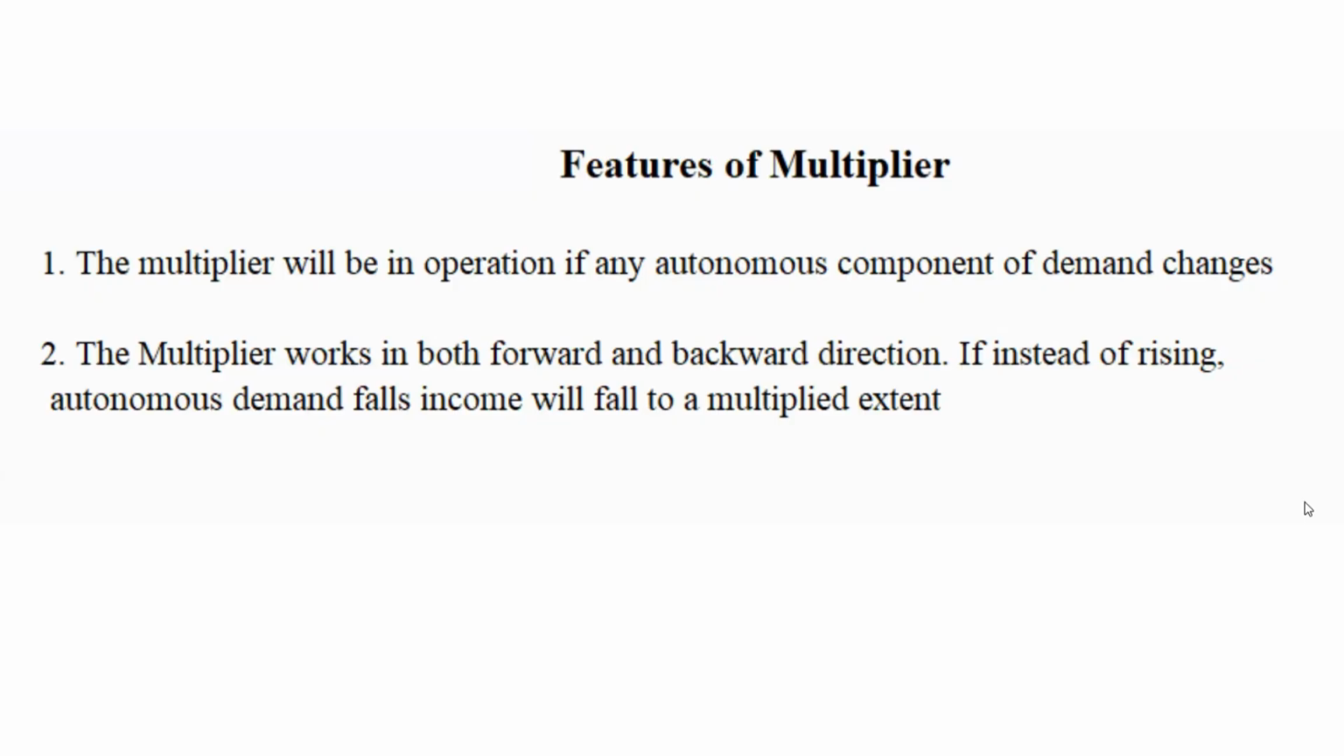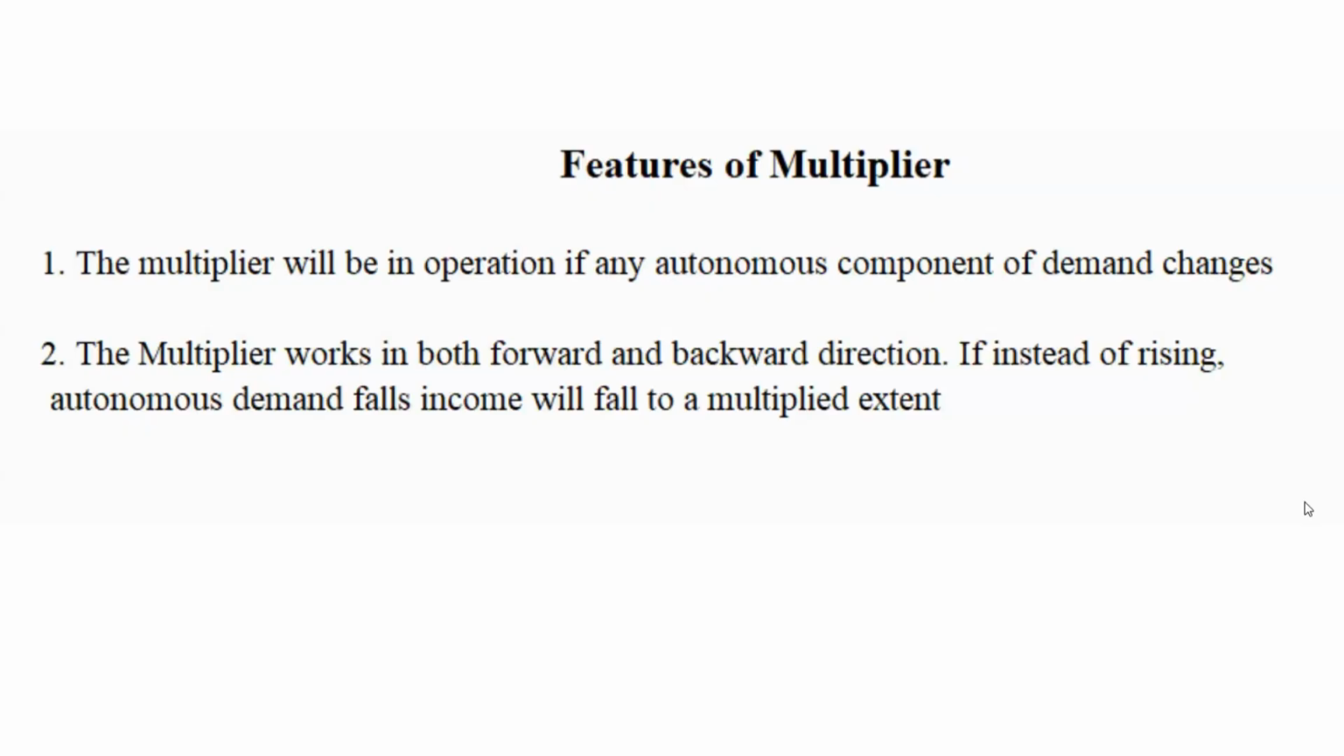Depending upon if government spending changes, then we'll have the government spending multiplier. If taxes change, we'll have the tax multiplier. If investment changes, then we'll have the investment multiplier. So, it will work if any autonomous component of demand changes. Depending upon which component changes, we can have the investment multiplier, government spending multiplier, or tax multiplier.